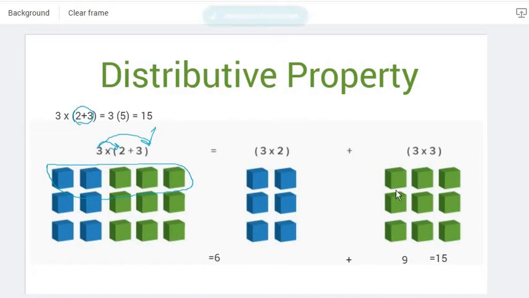So the distributive property would make more sense if you're working with bigger numbers. But in this case, we're working with small numbers. So it wouldn't really make sense to use the distributive property, but it's just an example.